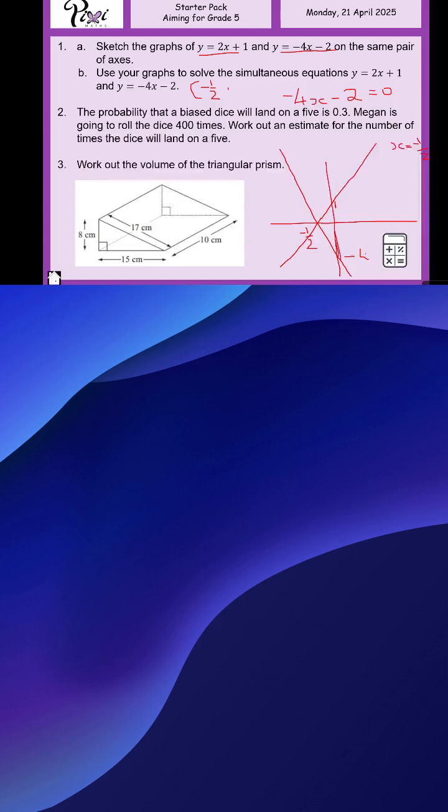Oh no, it might not be 0. Let me just double check that. So minus a half. So we solve this graphically.